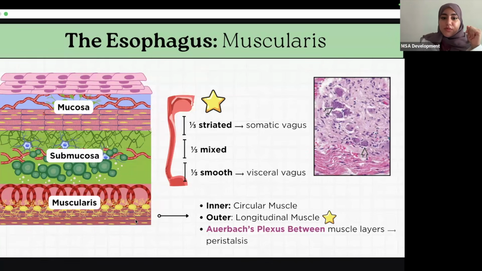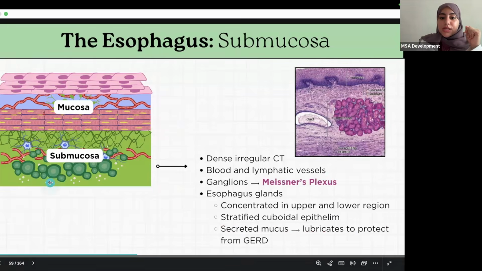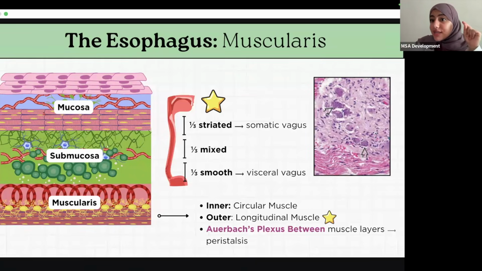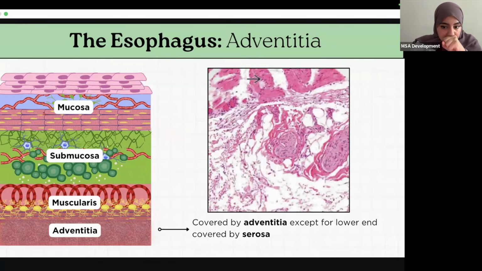Submucosal layer. Like I said before, the submucosal layer is Meissner's plexus. And in the muscularis externa, it is Auerbach's plexus, between the circular and longitudinal muscles. So important. Okay. And lastly, there's adventitia, and towards the end of the esophagus, it's serosa.